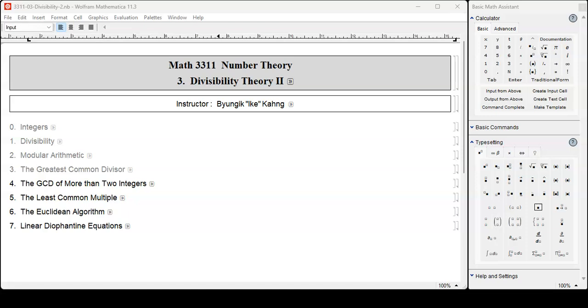Hello students, welcome back. We just completed sections 4 and 5. Now let's go to section 6, Euclidean Algorithm.